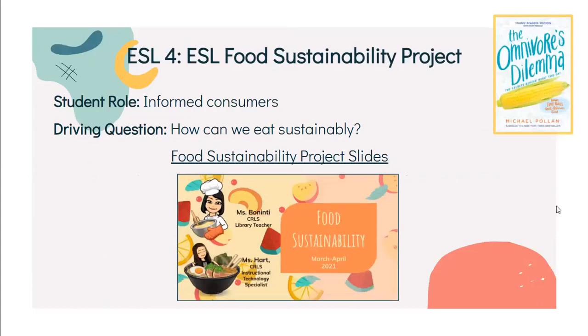So here's what we did. We designed a 6-week project-based learning unit all around the topic of sustainability. Students were reading The Omnivore's Dilemma, which was their anchor text. Throughout this unit, they were operating as informed consumers who were thinking about how we can eat sustainably and live sustainable lifestyles.